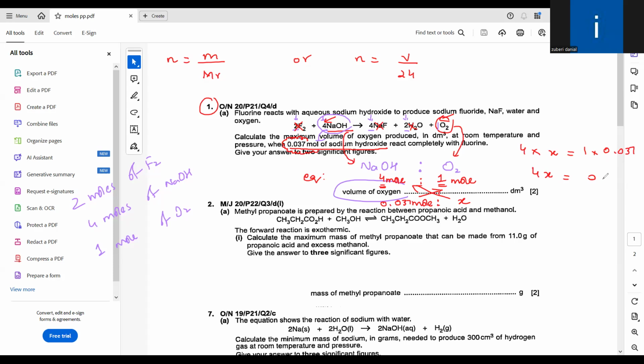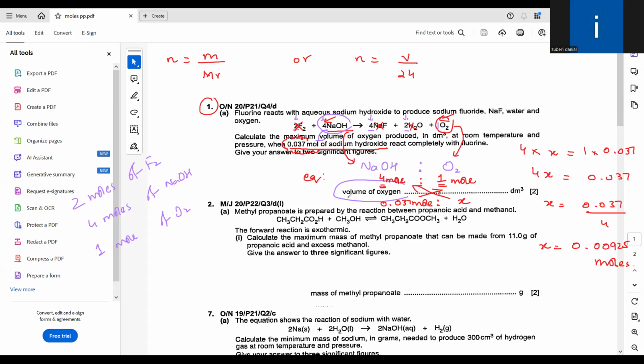So this becomes 4x, this becomes 0.037. So x would be 0.037 divided by 4. Do you guys get this? Is this understood? Yes. So the answer comes out to be 0.00925 moles. That's the answer for this part.